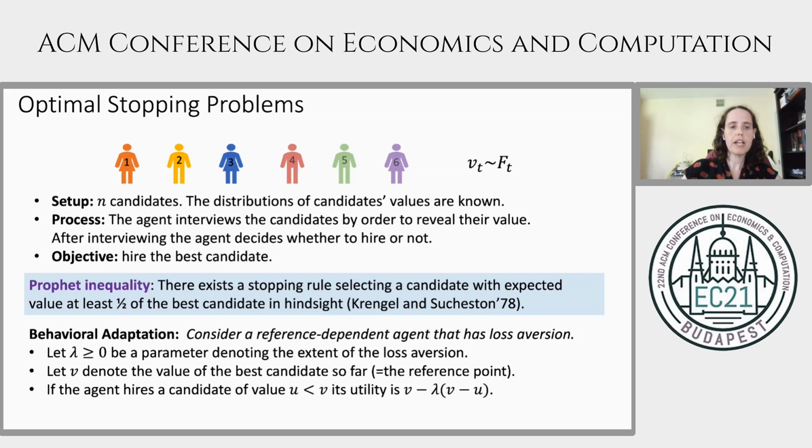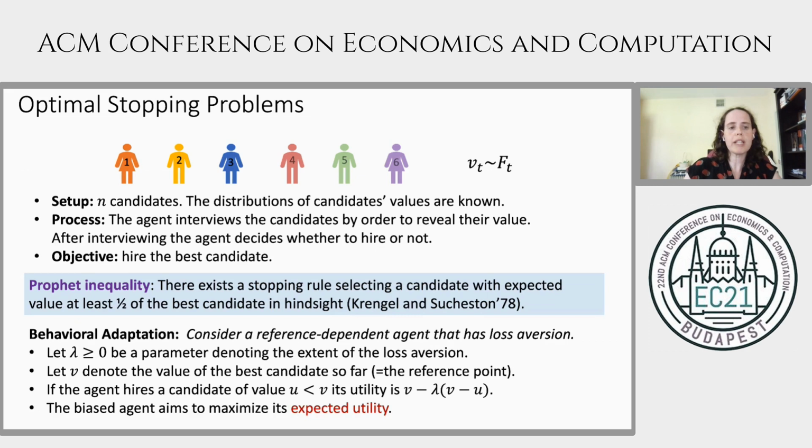Now, if the agent ends up hiring a candidate of value U, which is less than V, then we are going to assume that he exhibits some loss with respect to the best candidate he already interviewed. So his utility is going to be U, the value of the candidate that he hired, minus lambda multiplied by the difference between V, the best candidate so far, and U, the candidate that he actually hired. This captures his regret or loss for not hiring the candidate with value V earlier on.